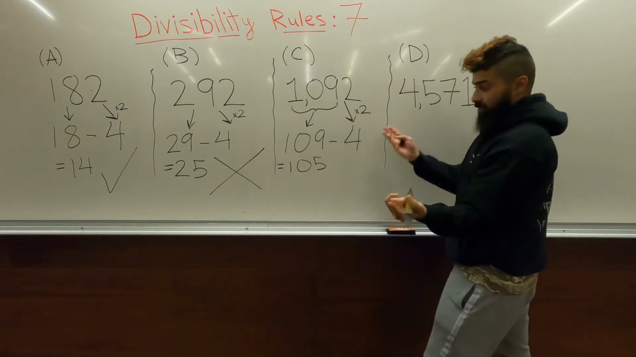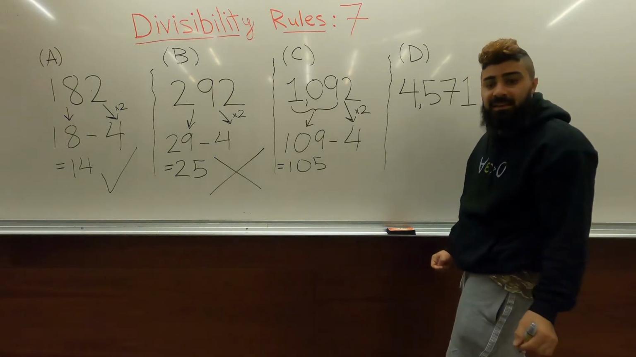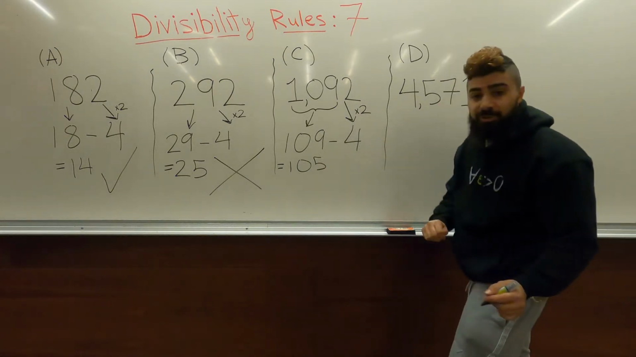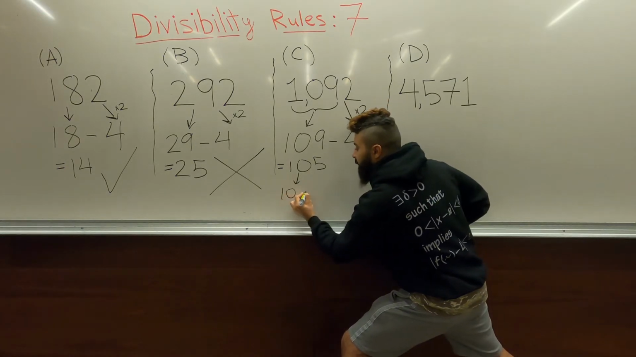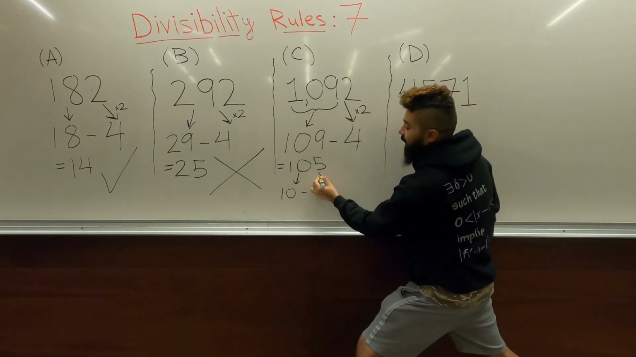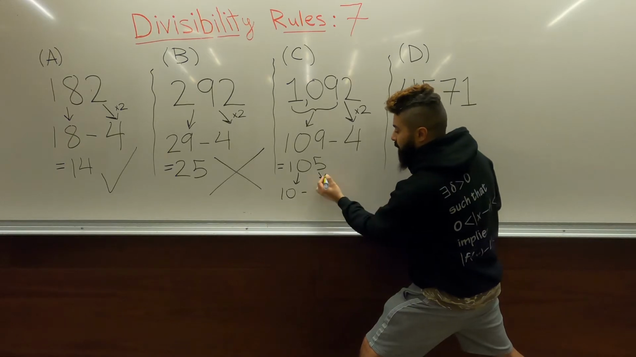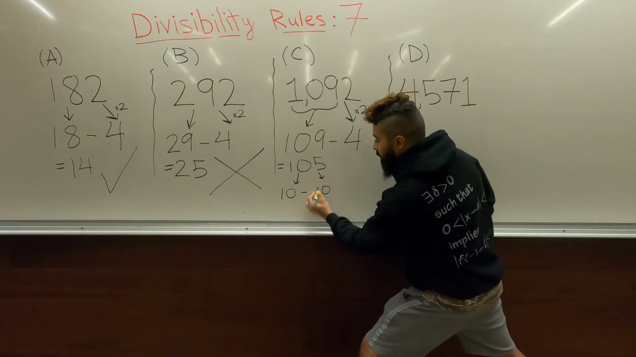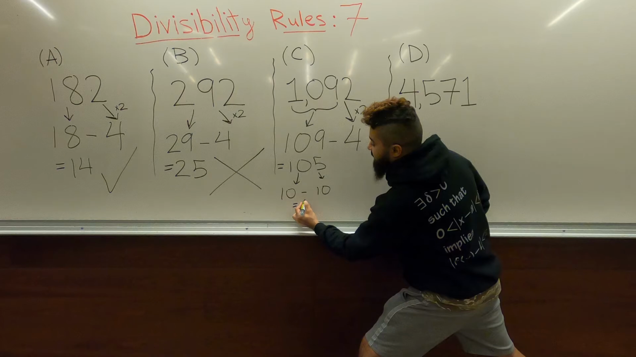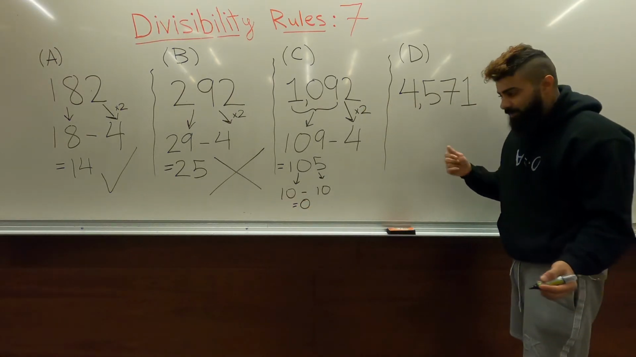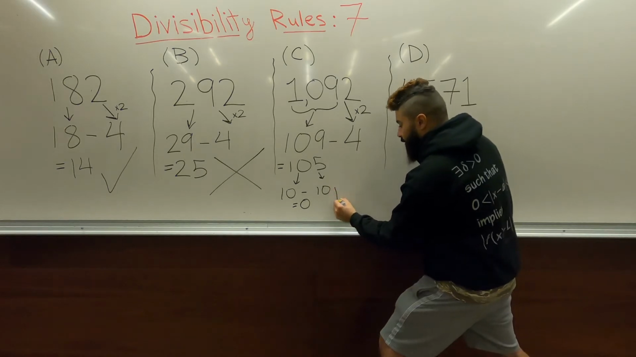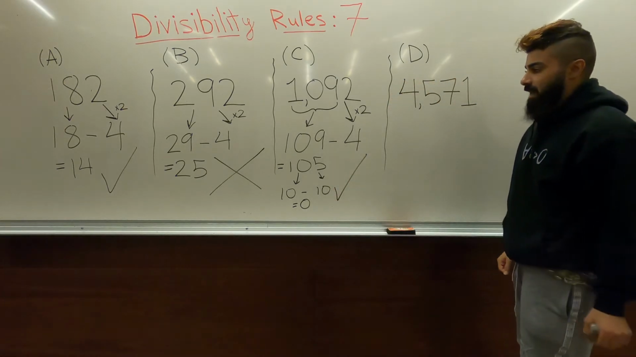Now let's say you're stuck again. You don't know if 7 goes into this again, and you don't want to use a calculator. You could do the same trick. 10 minus 2 times 5 is 10, which is 0. And if the answer is 0, that's okay, because 0 divided by 7 is 0, so we're in business. So that one checks out.